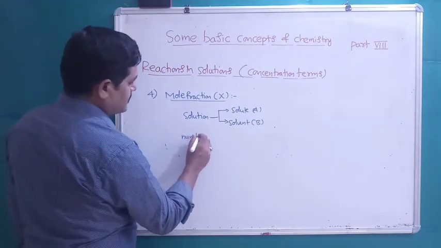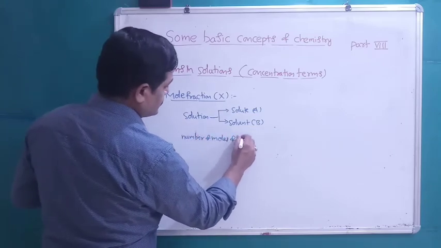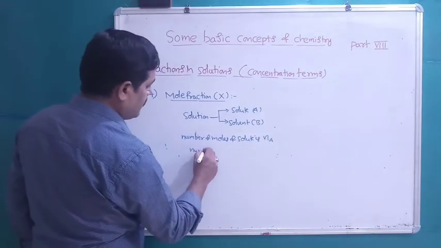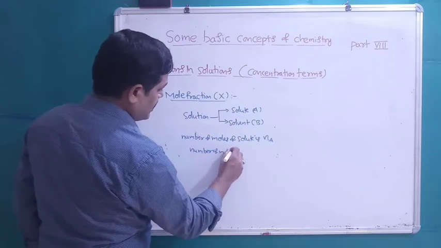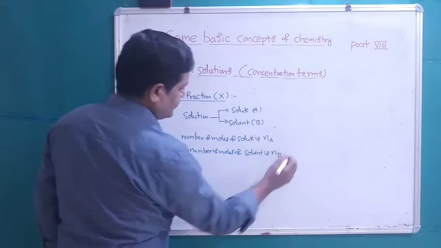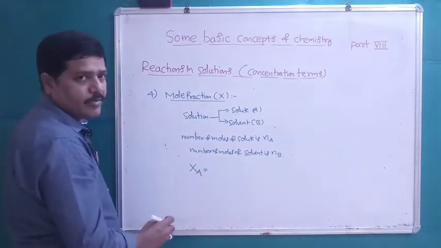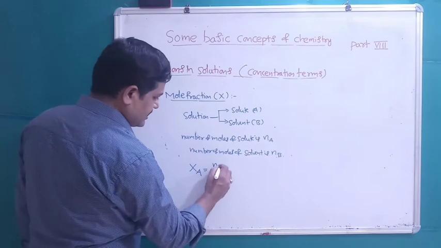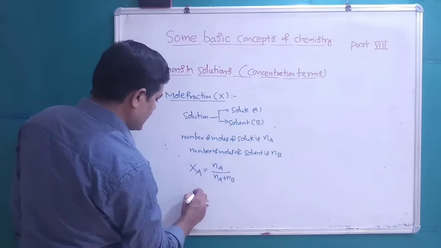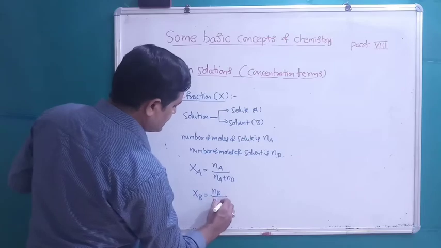Number of moles of solute is Na. Number of moles of solvent is Nb. Students, then mole fraction XA is the number of moles of the component A, that is Na, by total number of moles, Na plus Nb. Similarly, the mole fraction of B is Nb by Na plus Nb.